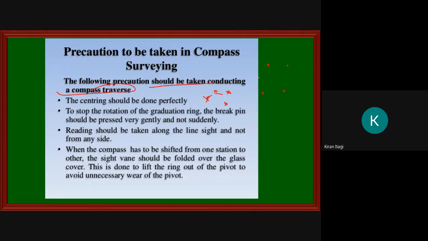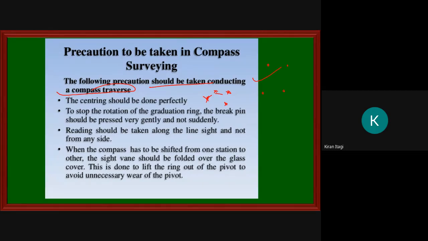And we have some experiments with respect to the compass and with other instruments also. So I will teach you, and most important things you should learn, because while conducting the mini project, the diploma students will know mini projects will be there, surveying will be done.